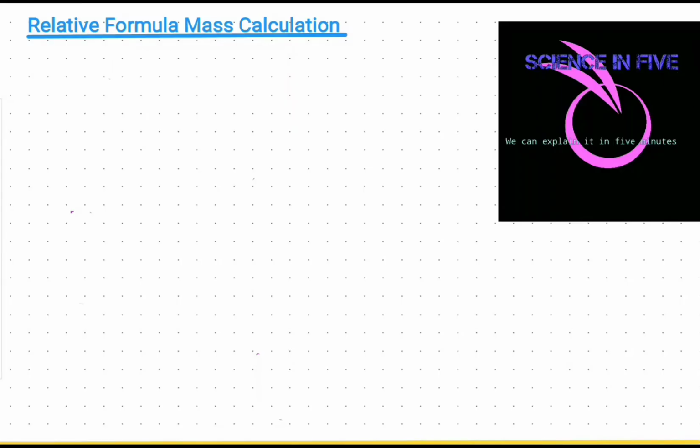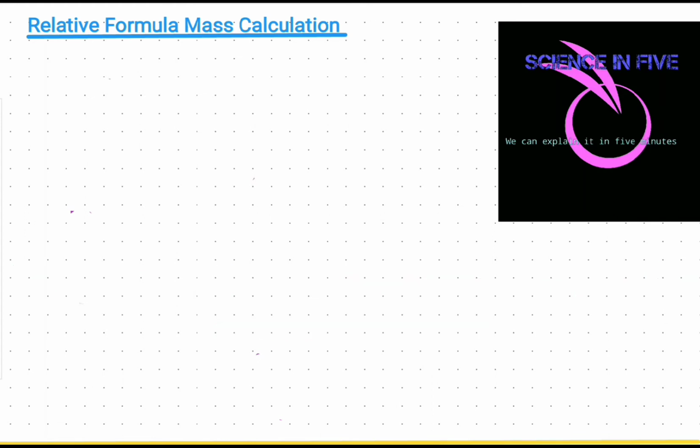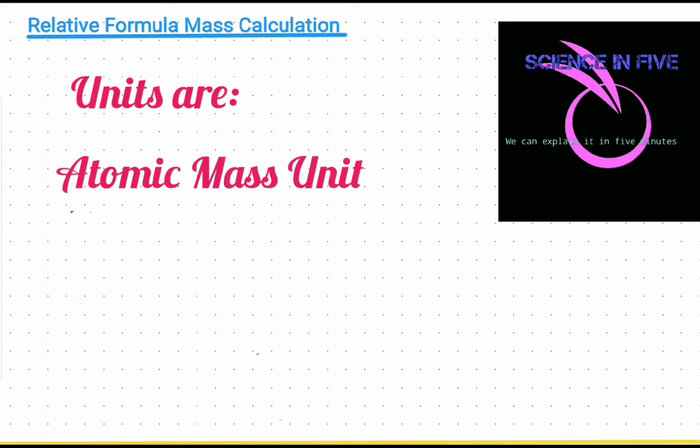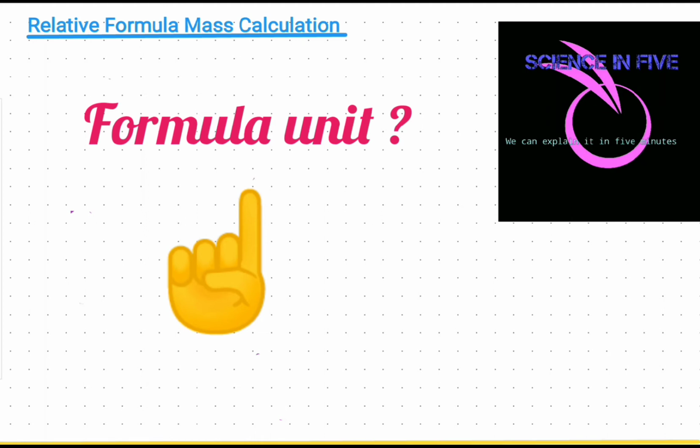The relative formula mass of a substance is the mass of one formula unit of that substance. It is measured in atomic mass units, or it can be measured in grams per mole. But since we are introducing this idea, we shall stick to atomic mass units for now. Where are we going to get this formula unit of the substance? Well, we will get that from the chemical formula.